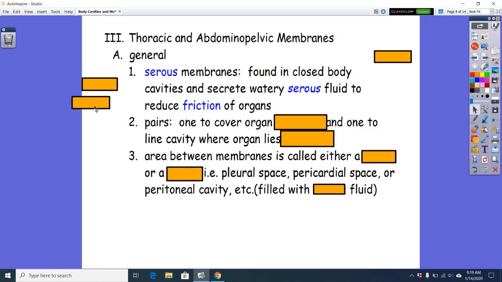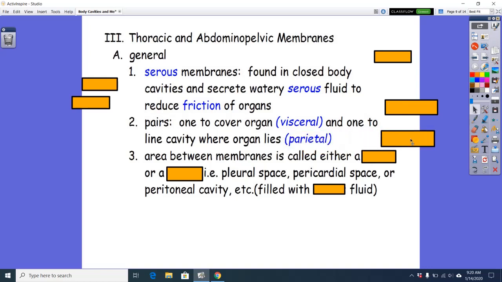They always come in pairs. And so it's almost like we're going to have a first name and a last name to serous membranes. There will be one that covers the organ itself. It is wrapping around the organ. It is stuck to the outside of the organ. The name for that membrane is a visceral membrane. There's also going to be one that lines the wall of the cavity, the outer perimeter of the cavity where that organ is found. And the name for that membrane, generally speaking, is a parietal membrane.